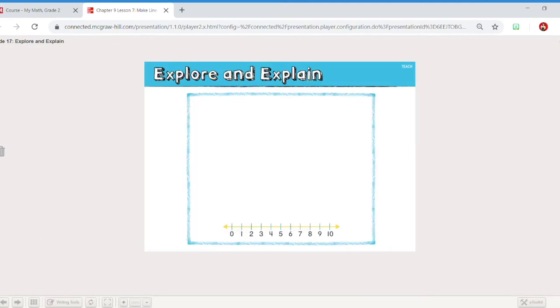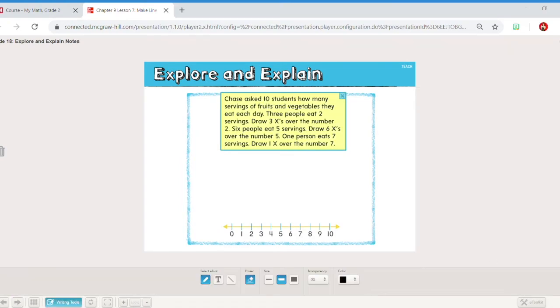Now in your packet, you have an Explore and Explain page that looks like this. All right, now we have our information. Let's read it through. Chase asked 10 students how many servings of fruit and vegetables they eat each day. 3 people eat 2 servings. Draw 3 X's over the number 2. So it's a little different than we've done before.